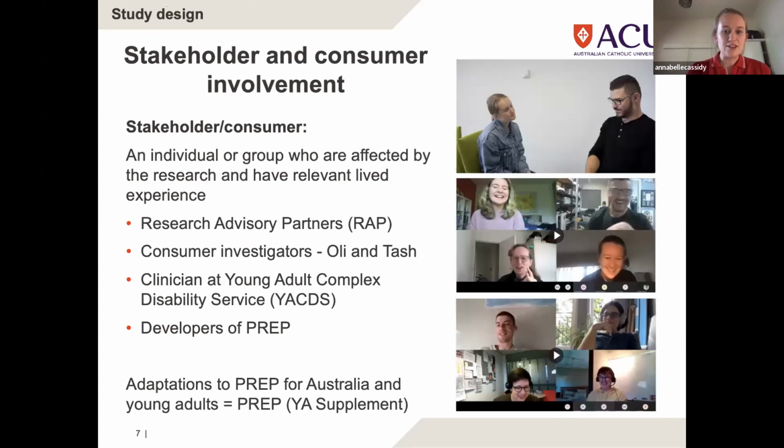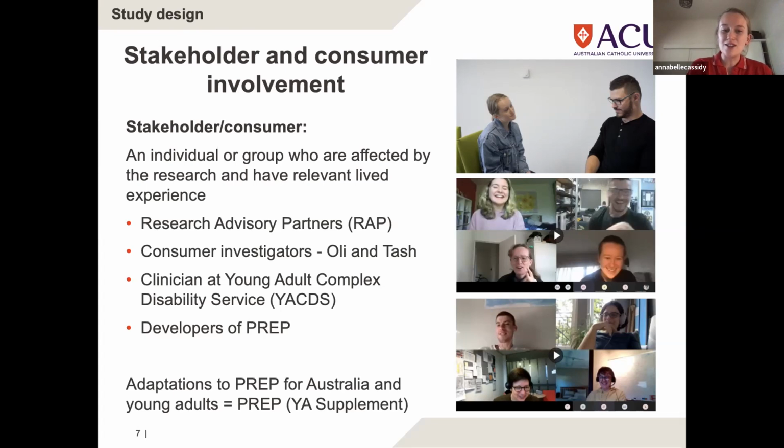A number of the researchers on our team were stakeholders or consumers. Stakeholders and consumers can be defined as an individual or group of people who are affected by the research and have lived experience that is relevant. In our research team, we had young adults who were living with disability. They were called consumer investigators and research advisory partners. We also had a clinician who works in Australia with young adults who have complex disability, and we also worked with the developer of PrEP. You can see all of the lovely pictures on the slide of these people.